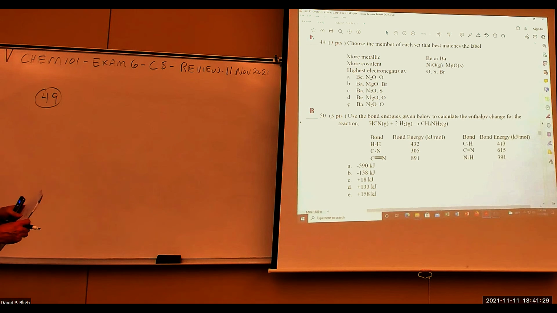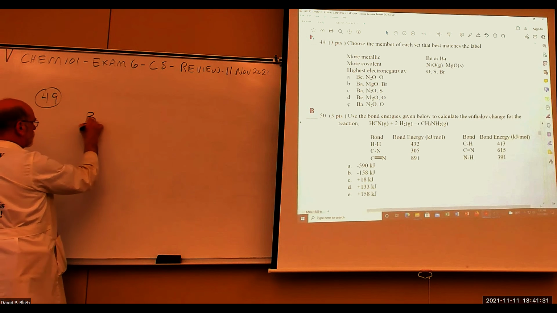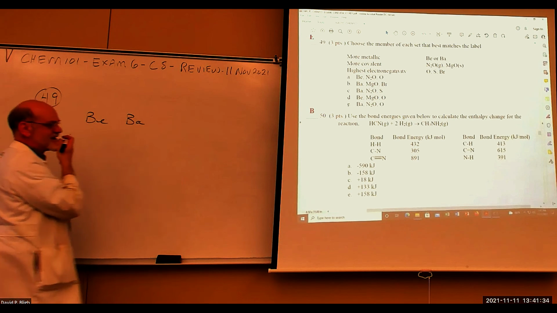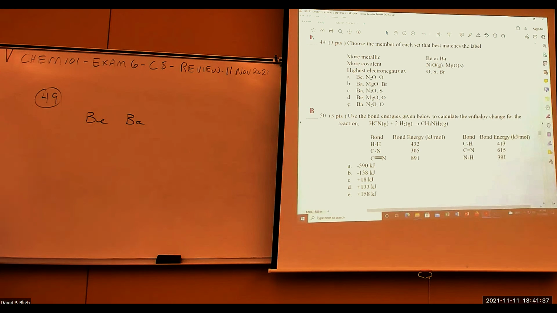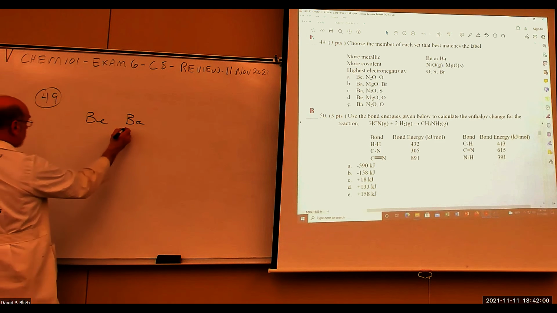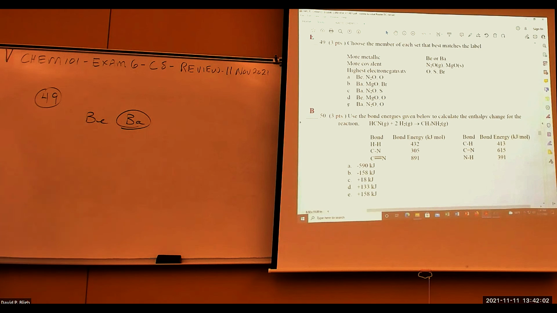Okay. So the more metallic, beryllium or barium. What do they mean by metallic? The more metallic is the one that wants to give up its electrons more readily. That means the one with the lowest electronegativity will be the more metallic. So beryllium should have a higher electronegativity than barium. So barium would be the more metallic. Okay, that's what they mean by that verbiage.